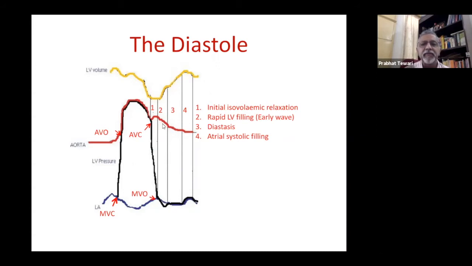Between the rapid LV filling and atrial systolic filling, there is a period in which the pressure difference or the gradient between left atrium and left ventricle is nearly equal. And so you will find the flow nearly ceases or it is just a trickle. So this is the diastolic phase, and by the use of echocardiography, we are measuring certain of these flow velocities and how they are filling up. And so it becomes an easy, simple, accurate method of evaluating diastolic function.